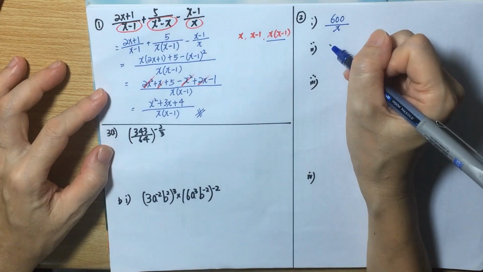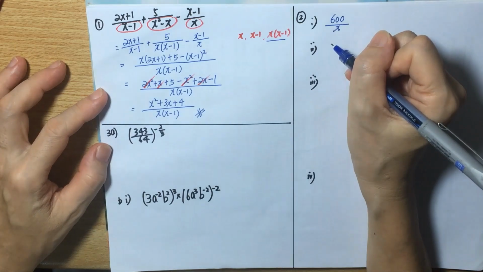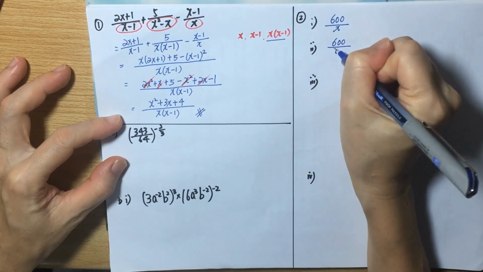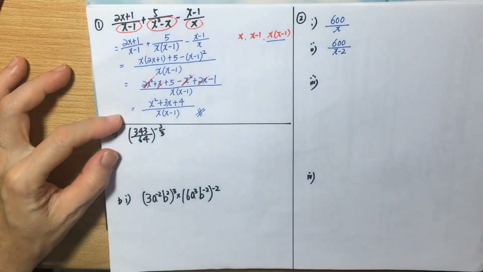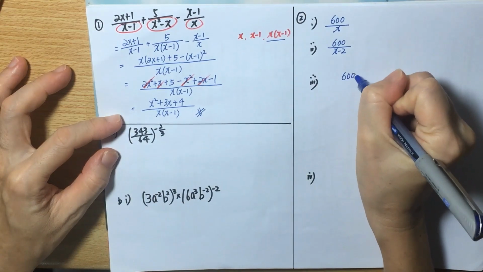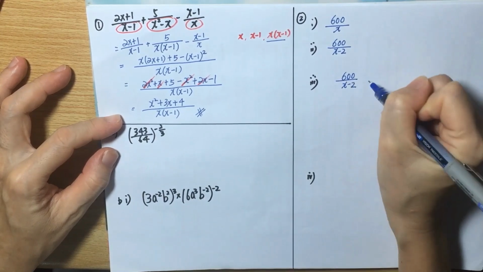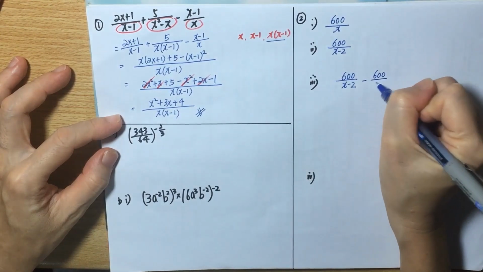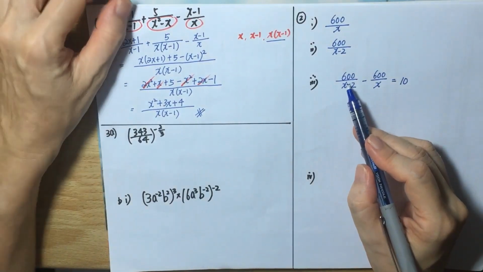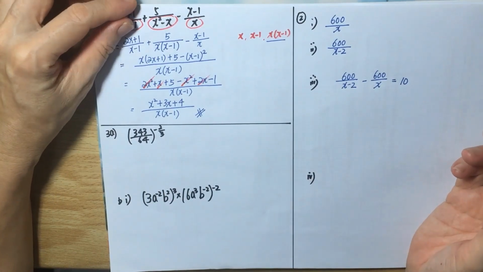Next one, Mr. Lee's car can travel x minus 2 km for every litre of petrol used. So write down the number of litres that Mr. Lee will use. That will be 600 divided by x minus 2. Then we are told that Mr. Lee's car uses 10 litres of petrol more than Miss Tan's car. So Mr. Lee's car uses this amount of petrol, Miss Tan's car uses this amount of petrol, and the difference is 10 litres. So we subtract, and you get 10.